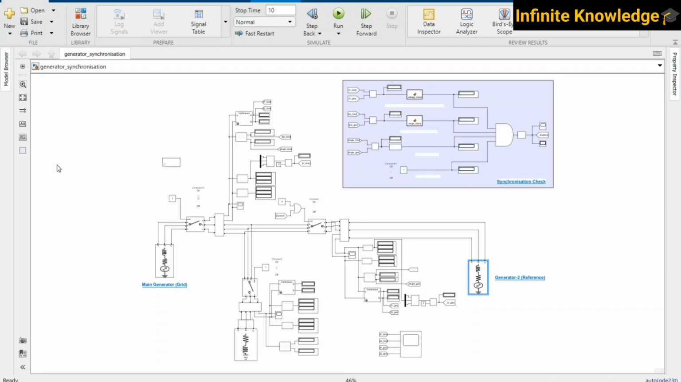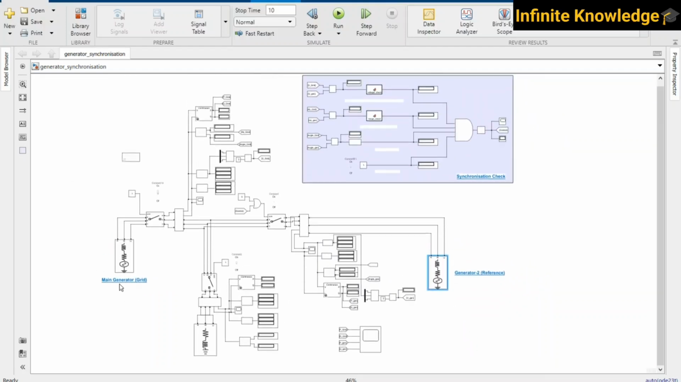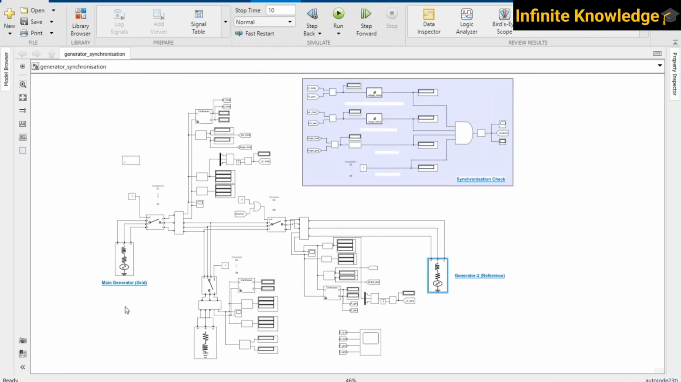You can consider this project for your BTech project or for your MTech project as well. For a mini project also you can consider it. So what is it? It is grid synchronization, or you can say generator synchronization. So what is synchronization?